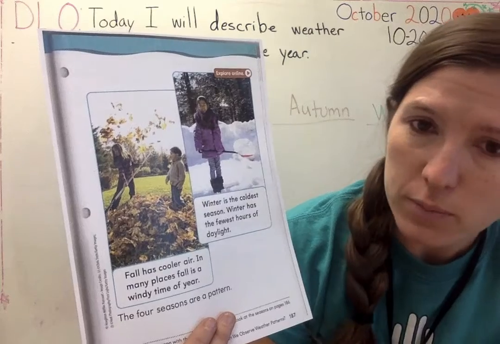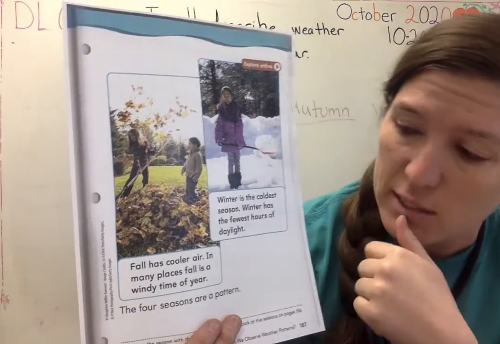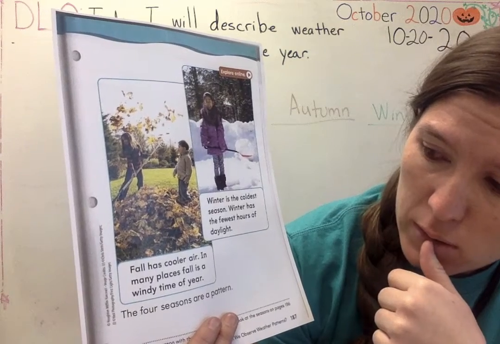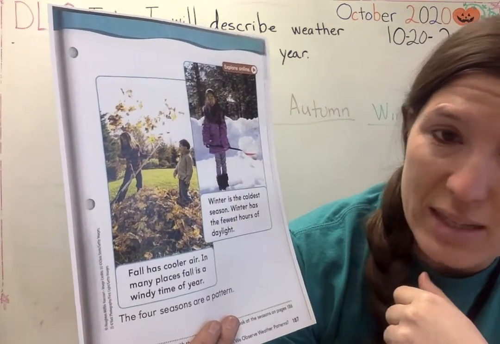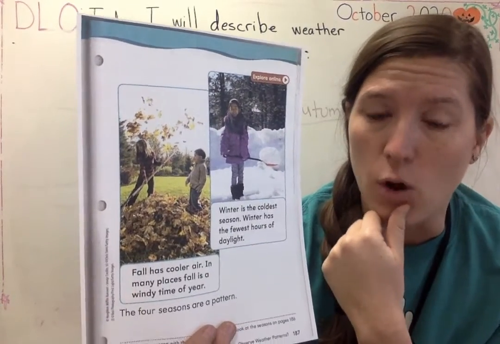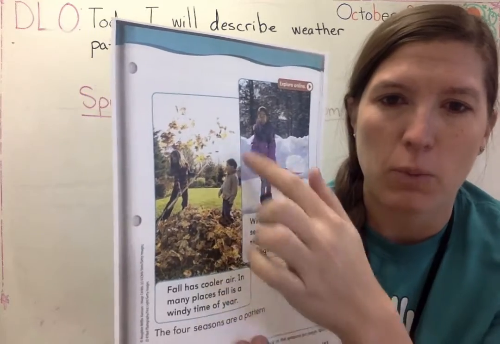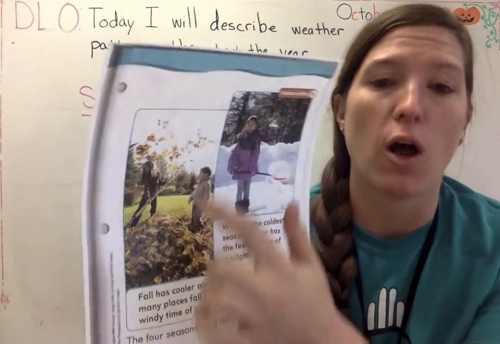In the fall there is cooler air. In many places fall is a windy time of year. So in New Mexico, we get that wind also. And it's called autumn and fall. People call it fall because the leaves start to fall off of the trees.